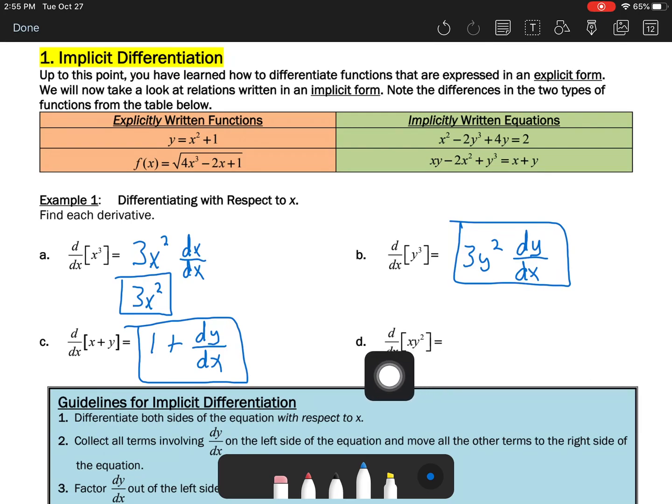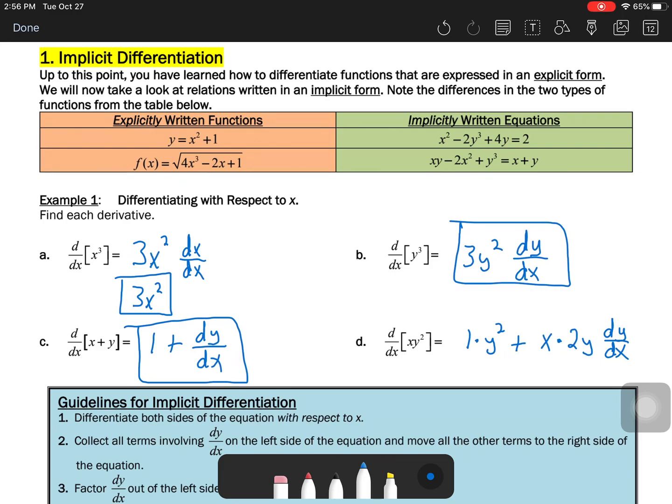Now we've got a product rule, x times y squared. Okay. So remember, when we do our product rule, we go derivative of the first times the second. So the derivative of the x is just 1 times the second, leave it alone, so that's just y squared, 1 times y squared, plus the first, x, times the derivative of the second, which is 2y. And remember, we have to do the dy dx.